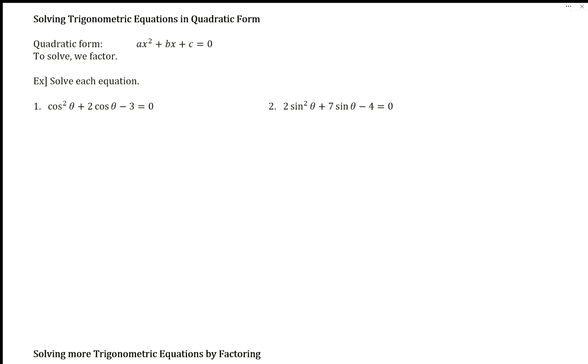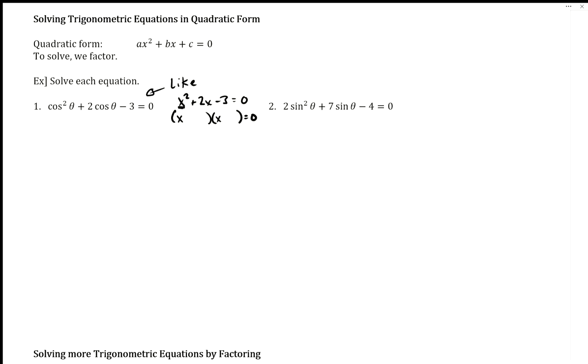So for instance, if we're solving this equation, number one, cosine squared theta plus 2 cosine theta minus 3 equals 0, it has three terms. This is very much just like a variable squared. So cosine theta squared is just like x squared plus 2x minus 3 equals 0. And so we would factor this the same way as we factor the trig function. So this would get factored as x and x.